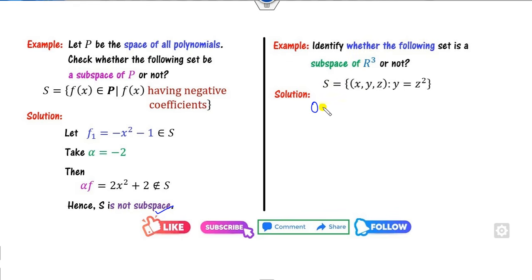Again it's R3. Firstly you can see whether (0, 0, 0) is satisfied or not. So yes, it's satisfied. Fine. If it is not satisfied, you can directly write that it is not a subspace.